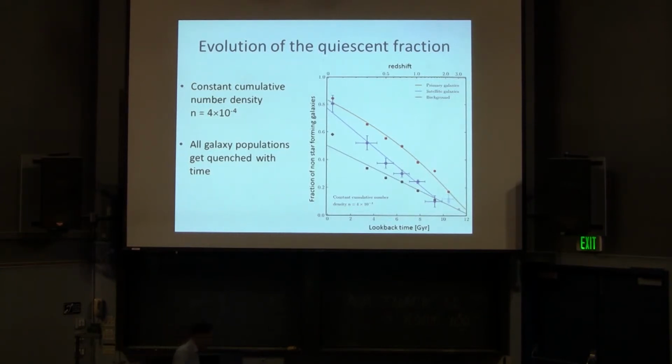And so I think this is a really nice sign. This is really nice evidence for environmental quenching inside these groups. And remember, these are not massive clusters. These are groups that are going to be similar to the Milky Way, essentially, by redshift 0.